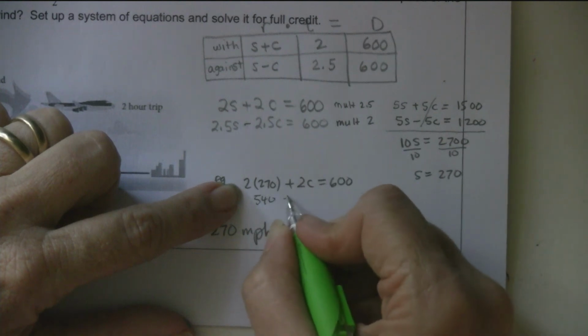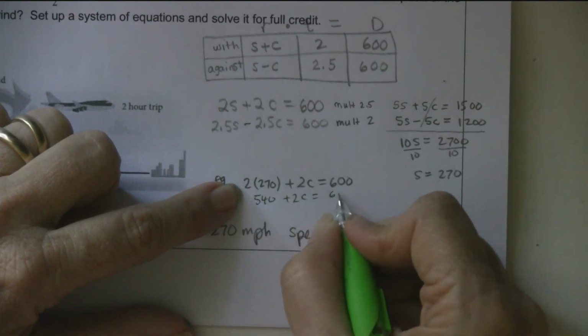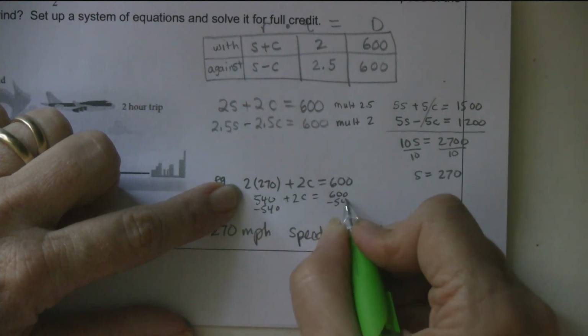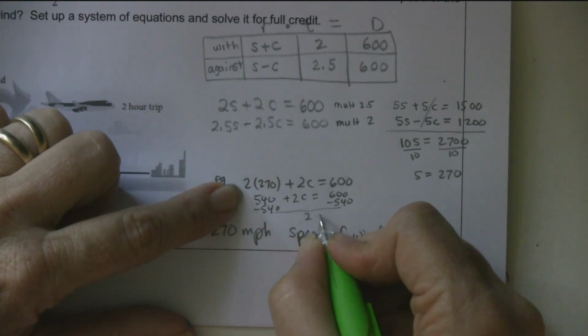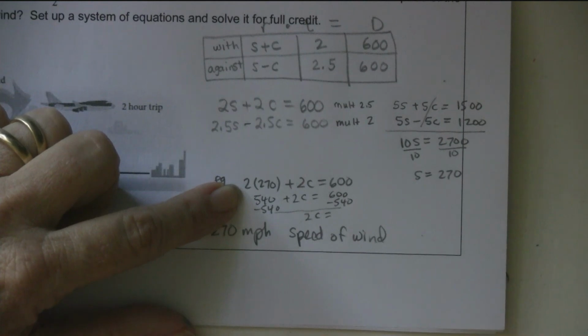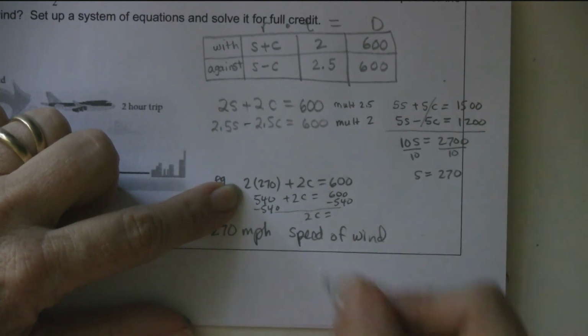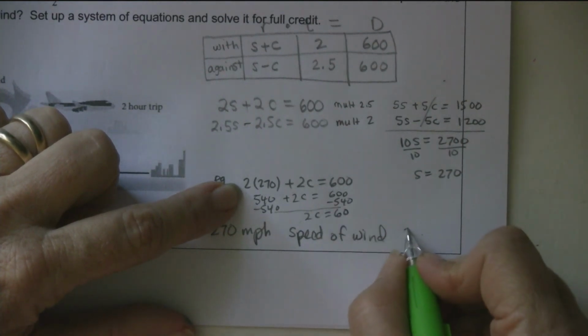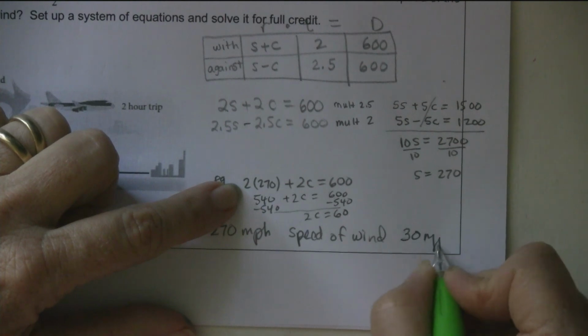Then I'm going to take away 540 from both sides. So I get 2C equals 600 take away 540, which is 60. And I think that's 30 then, right? 2 times 30. So the speed of the wind is 30 miles per hour.